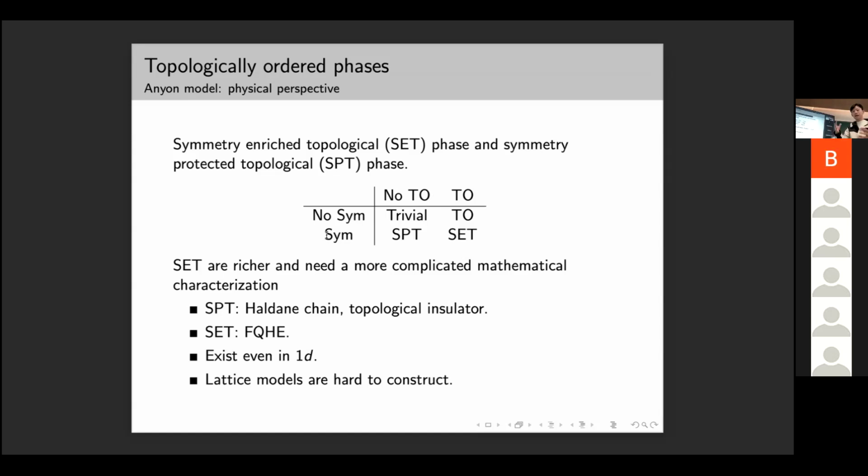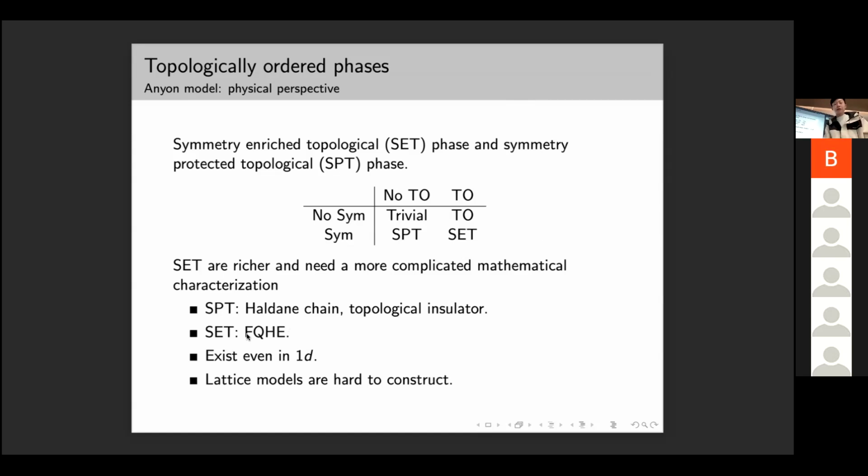These excitations can also be regarded as some topologically protected excitation. So for this case, we'll have the SPT phase. And if there is also some topological order and there is some symmetry, and this symmetry introduces some extra excitation, we will call this kind of phase the SET phase. And for the SET phase, if we just break all the symmetry, we will find that there is no topological order. So this kind of phase has a lot of examples, like the Haldane chain and the topological insulator.